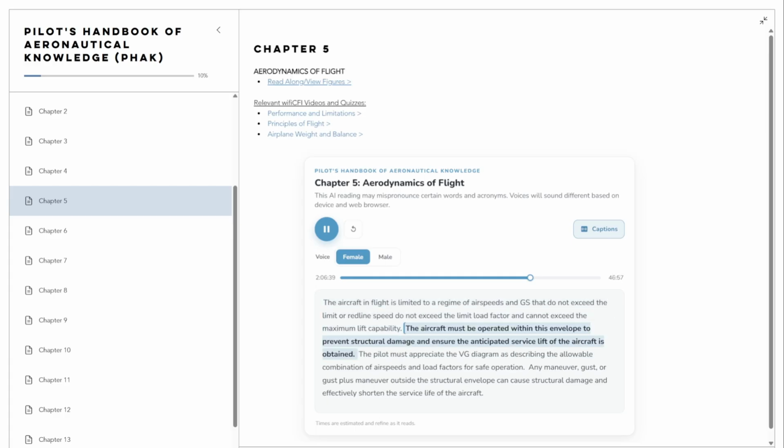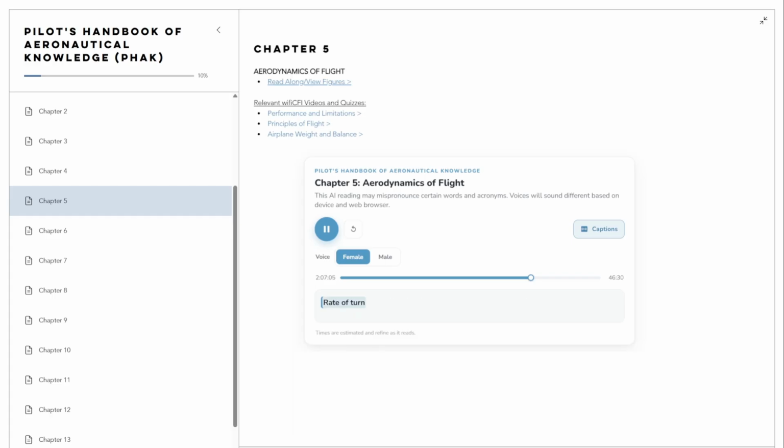The aircraft must be operated within this envelope to prevent structural damage and ensure the anticipated service life of the aircraft is obtained. The pilot must appreciate the VG diagram as describing the allowable combination of airspeeds and load factors for safe operation. Any maneuver, gust, or gust plus maneuver outside the structural envelope can cause structural damage and effectively shorten the service life of the aircraft.